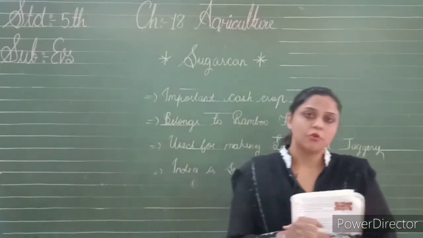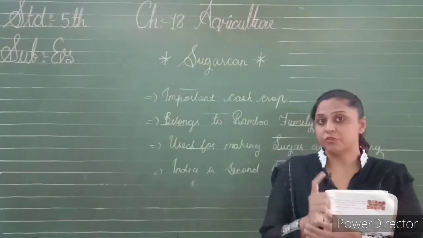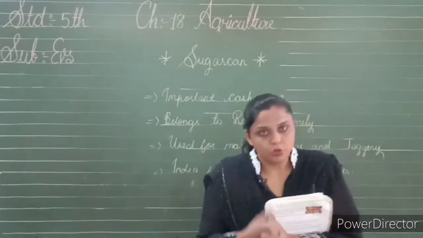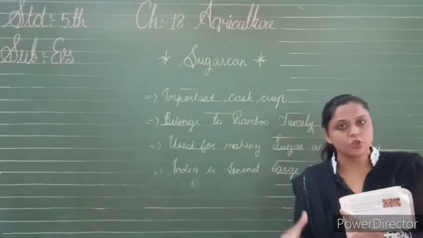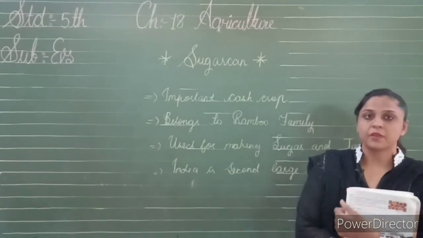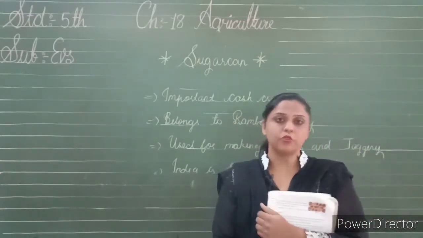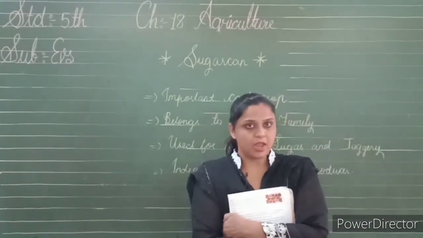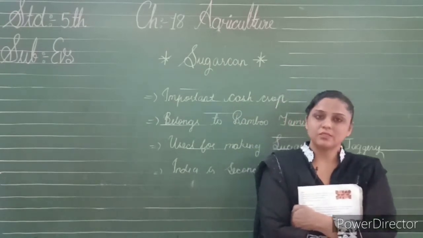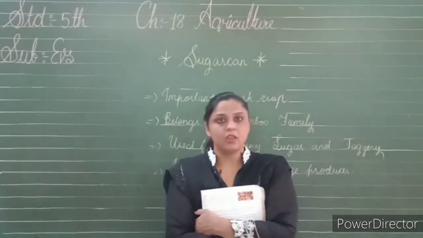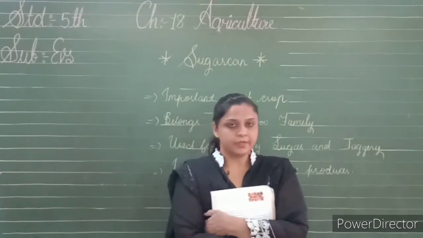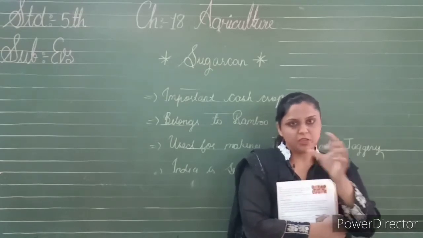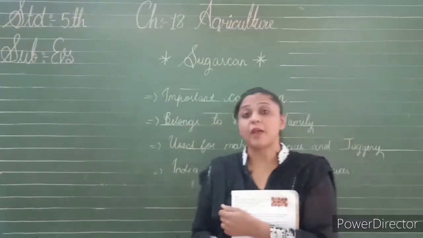Why is sugarcane important? Because from sugarcane juice, jaggery and sugar are produced. Now, sugarcane comes from the bamboo family. Everybody knows there is a classification of every animal and every plant. You will study this in detail in further standards, which is called the plant kingdom and animal kingdom. These kingdoms are differentiated into species. So this comes from the family of bamboo.